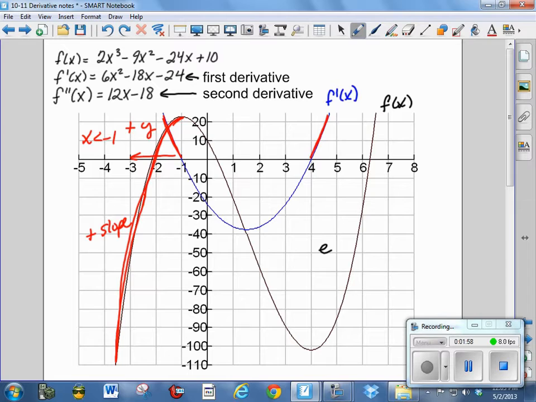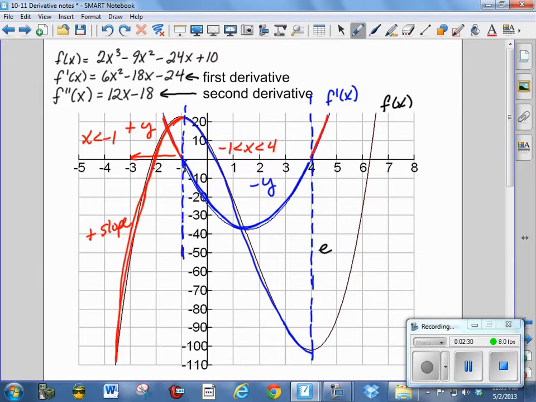Now in between -1 and 4, so -1 is less than x is less than 4, notice that my values of the derivative function are all negative. So we have negative values for y. Notice also that the original function has negative slope for those same values. So if we look at anything less than x is 4 and anything greater than x being -1, we have negative slope and we have negative y values.